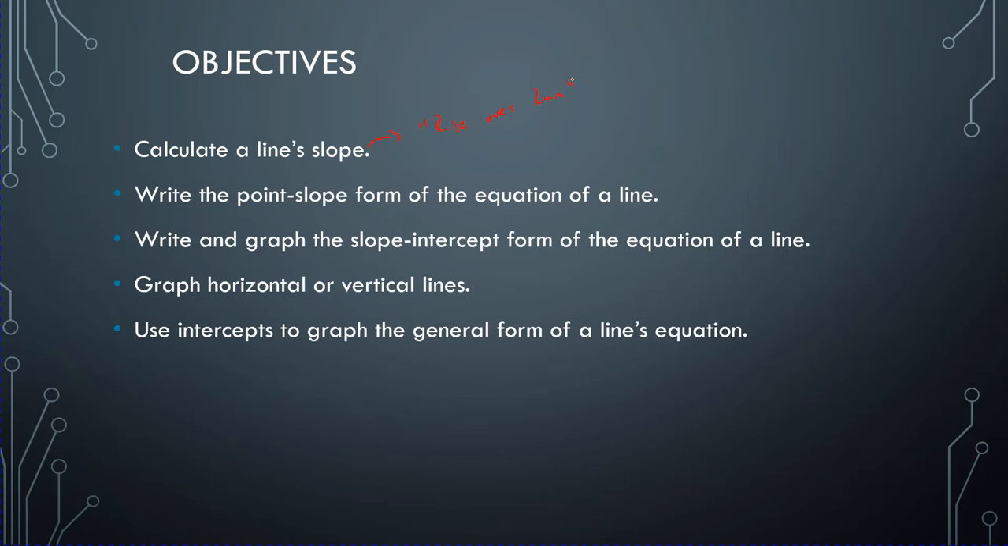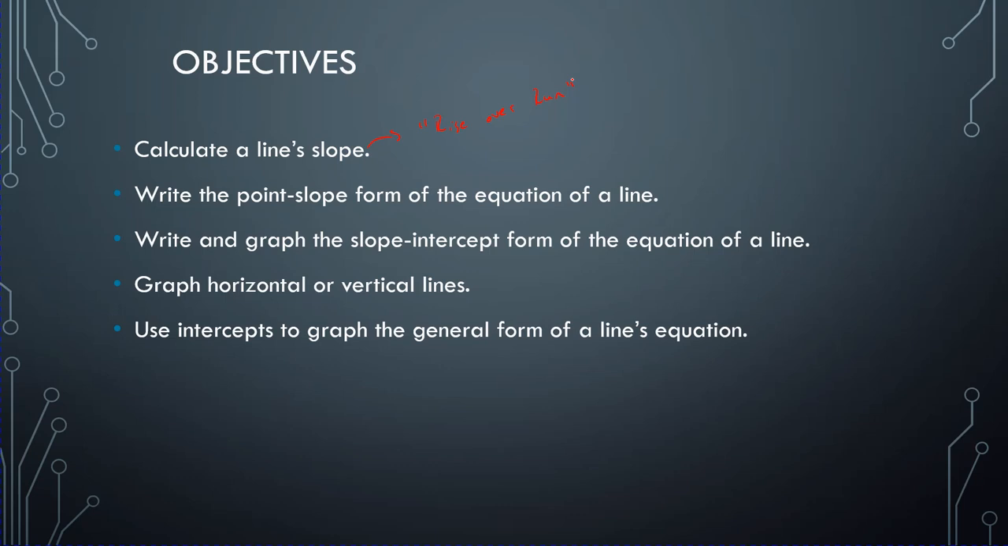Then we're going to talk about something called the point-slope form of an equation of a line. We're going to talk about how you write and graph the slope-intercept form of the equation of a line. We're going to graph horizontal and vertical lines. And then the last thing we're going to do, I have this example where we're going to use intercepts to graph the general form of a line's equation.